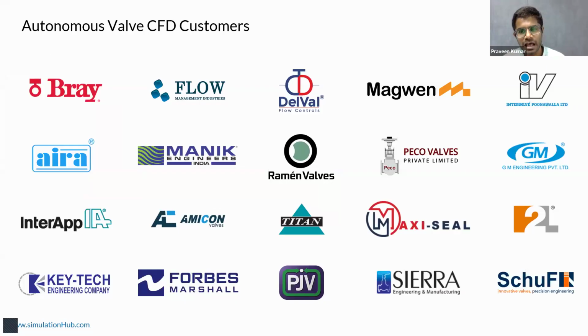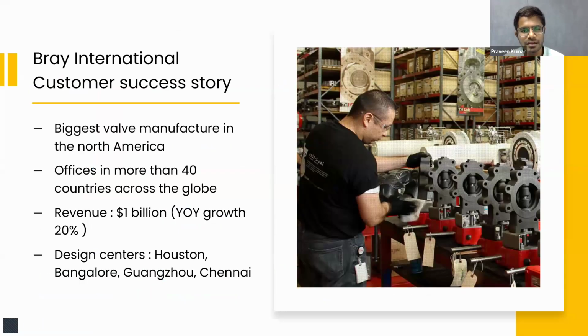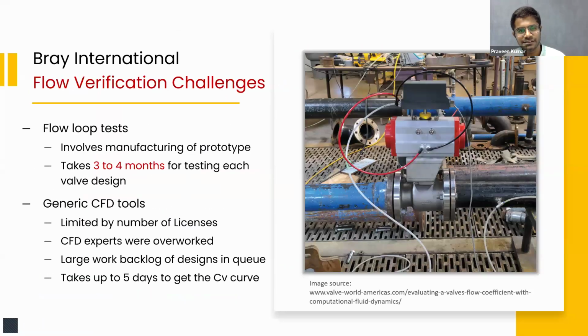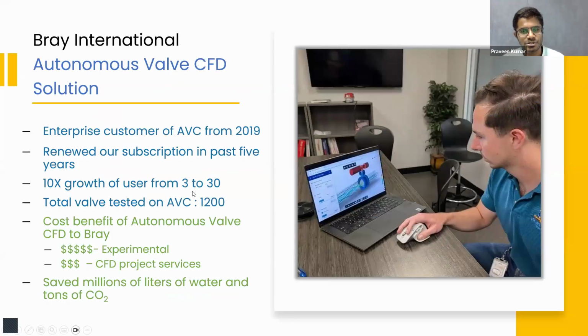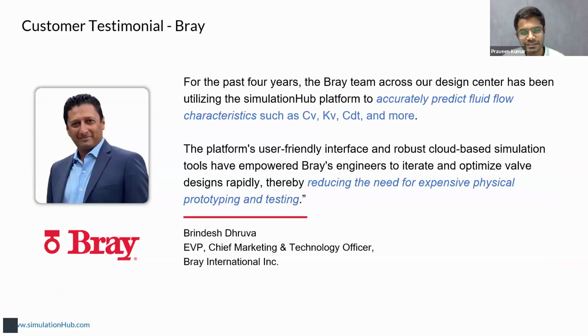And then last week we saw the success story of Bray, what the challenges were. They had their generic CFD tool already in place, and their flow loop tests used to take 3 to 4 months, and generic CFD takes 5 days. Our solution reduced that 5 days into 1 hour and increased the number of CFD engineers or CFD usage. Design engineers themselves adapted, and all those stories. So this was done last week, and this is a testimonial from Vrindesh Dua from Bray.